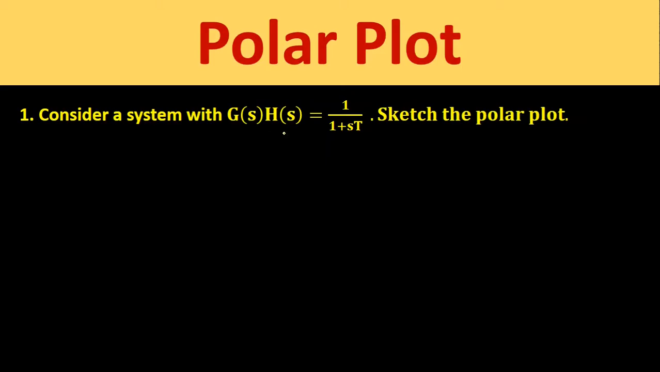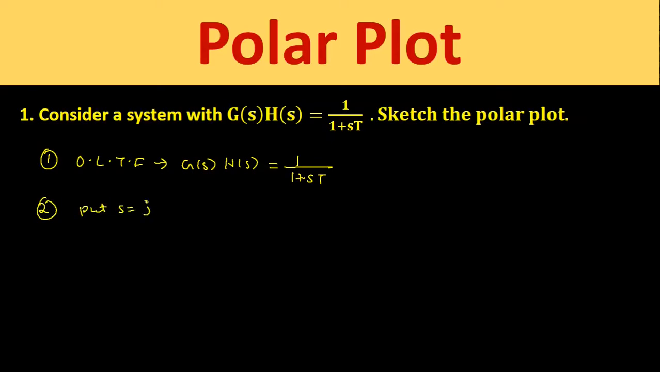Consider a system with G(s)H(s) equal to 1 upon 1 plus sT. Sketch the polar plot. So for this, first step is to find out the open loop transfer function of the system, which is already given in the question. It is G(s)H(s) equal to 1 upon 1 plus sT. Second step is to put s equal to jω in the above equation.